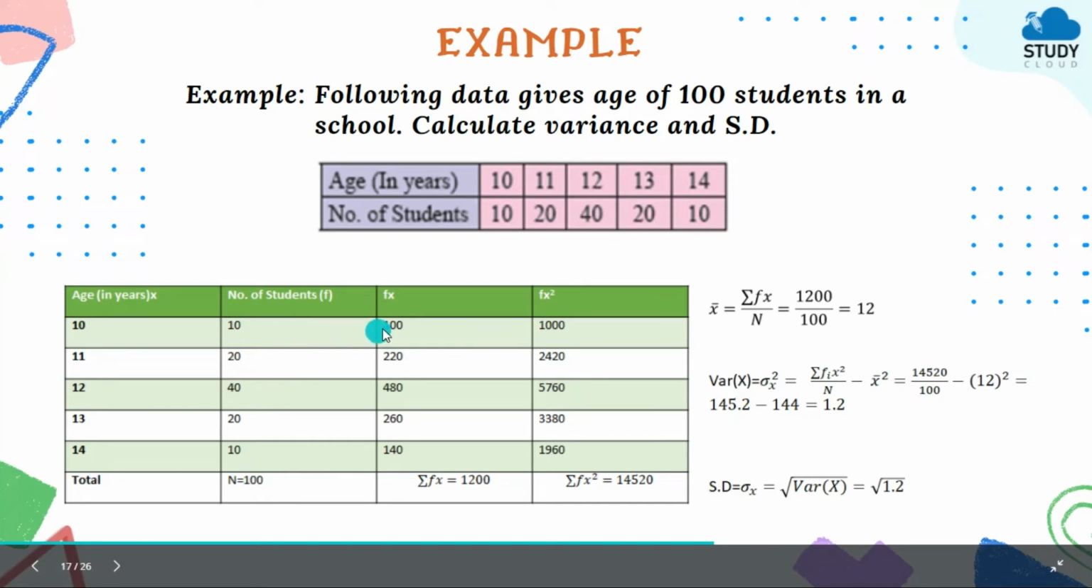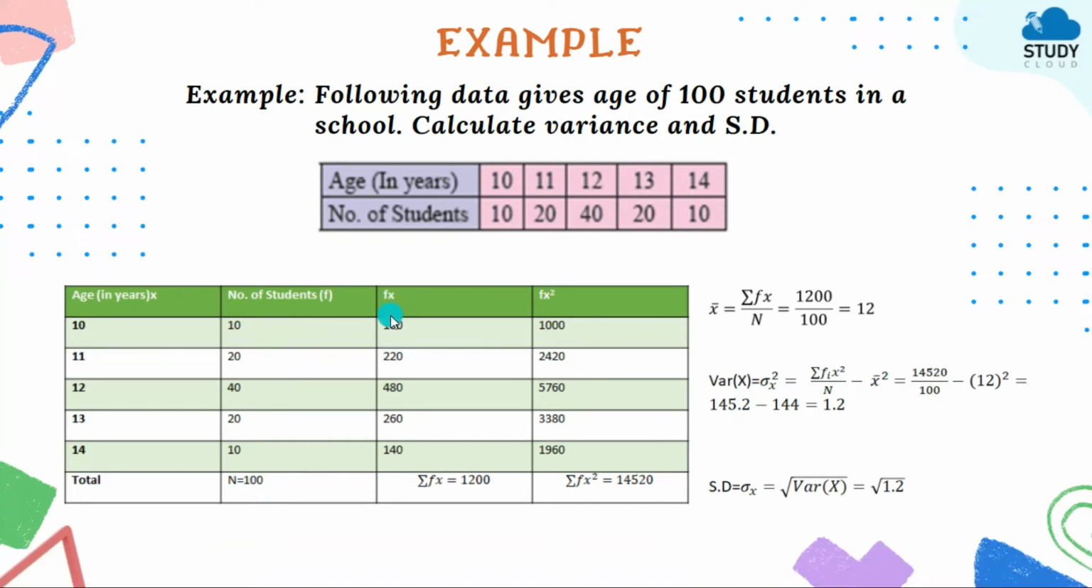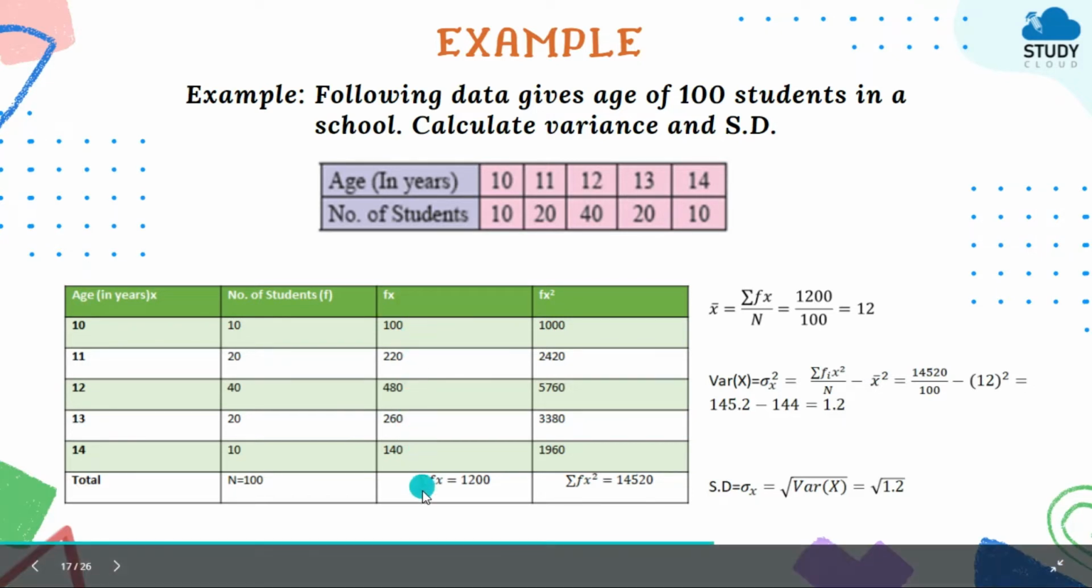Then make one more column, write fx, means f into x. So 10 into 10 will give you 100. 11 into 20 will give you 220. 12 into 40 will give you 480. 13 into 20 will give you 260. 14 into 10 will give you 140. Then you can add all the values of fx and write the sum total of fx as 1200. Then you have to write fx square.